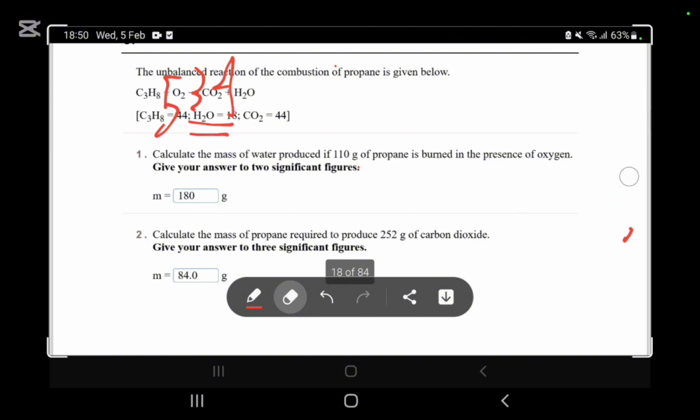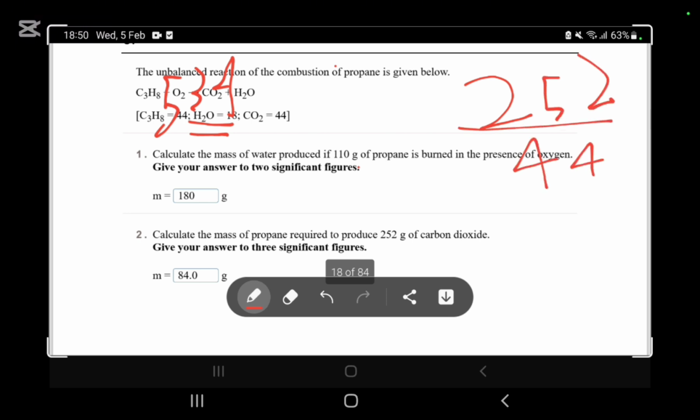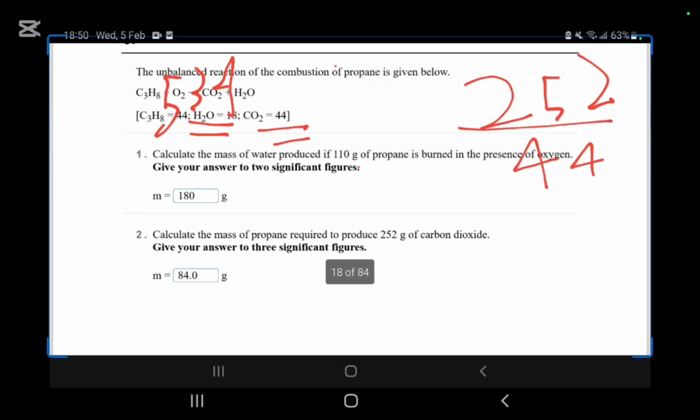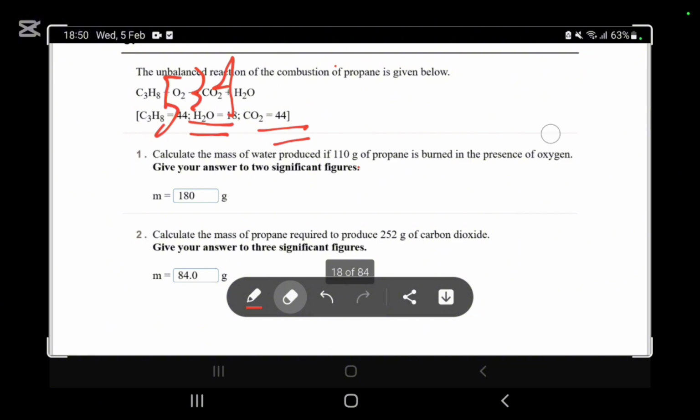Calculate the mass of propane required to produce 252 grams of carbon dioxide. Now we're gonna have to find the mass. First of all, we're gonna have to find the moles of carbon dioxide, right? So we do 252 divided by 44 because they gave it here. 252 divided by 44, which will give us 5.72 or 5.7.